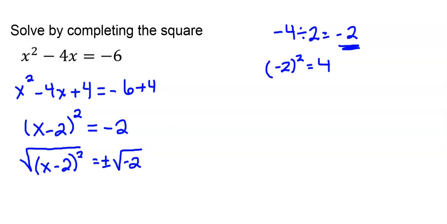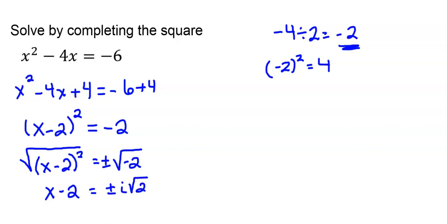The left side, the square root of x minus 2 squared, is just x minus 2, because the square and the square root are inverse operations. And on the right side, we do have a negative 2 under the radical, which is negative 1 times 2, and the square root of negative 1 is i. So the right side we can write as i times the square root of 2.